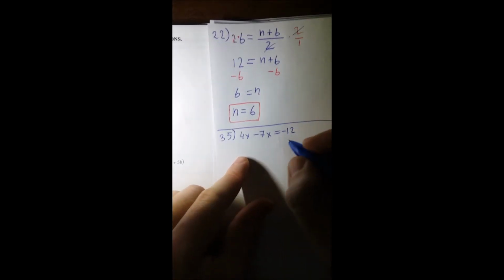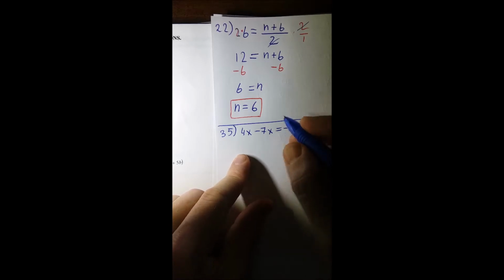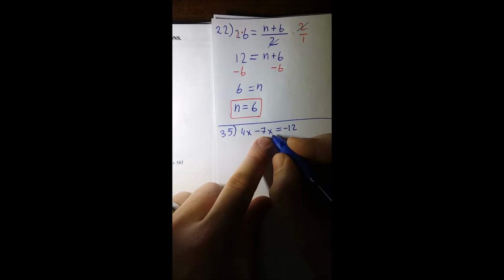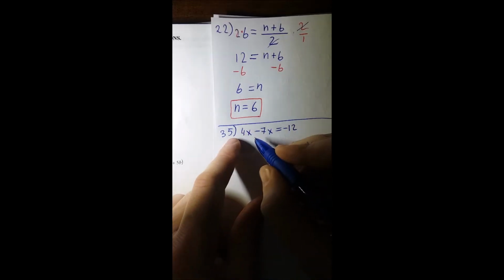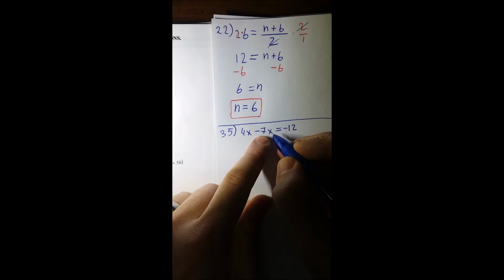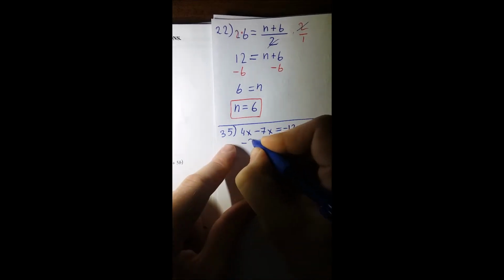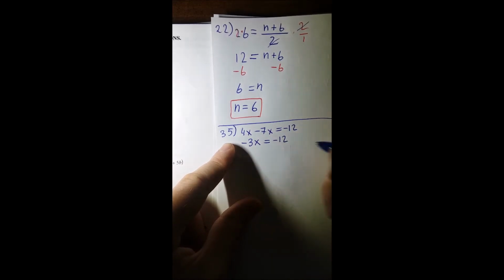Okay, number 35. 4x minus 7x equals negative 12. We have to combine like terms. This term has x, this term has x. So 4x minus 7x. Think about it as money in the bank account. $4 is what you have in the bank account, minus $7 is the Starbucks you bought. So 4 minus 7 is negative 3x equals negative 12.